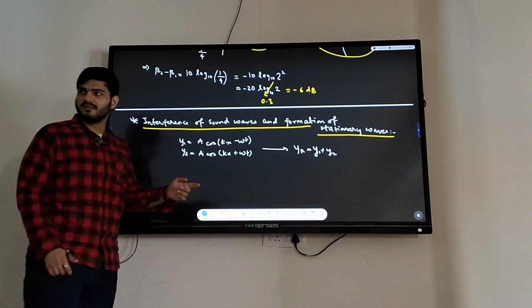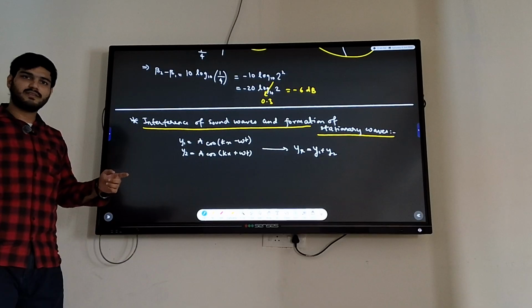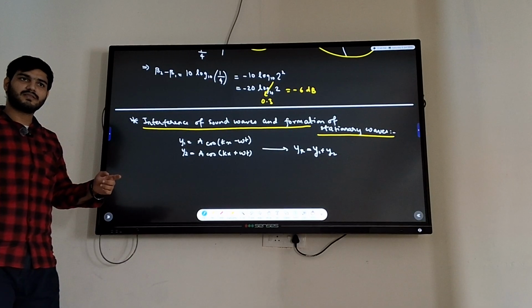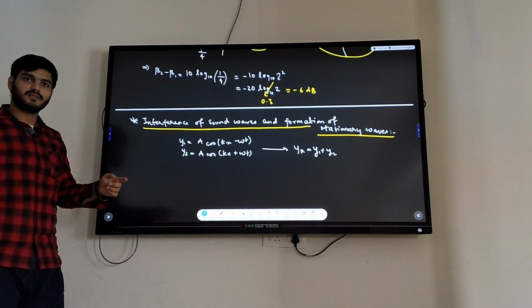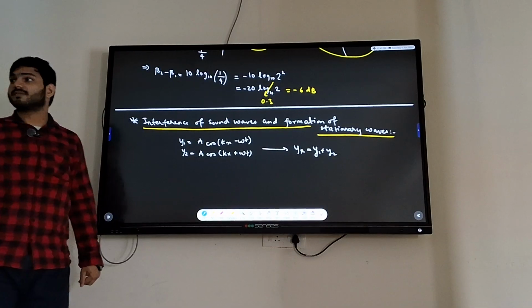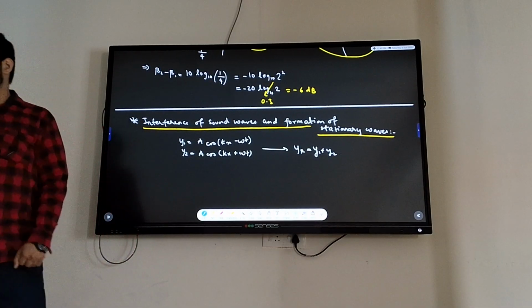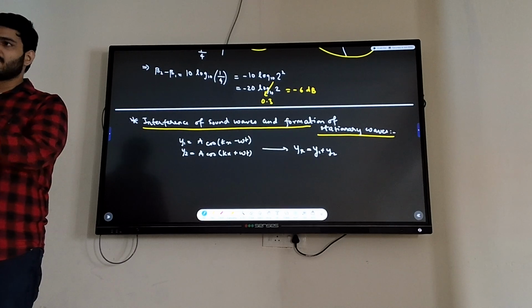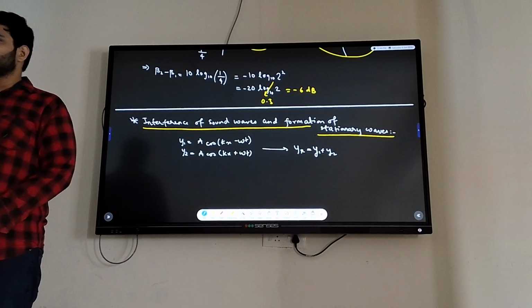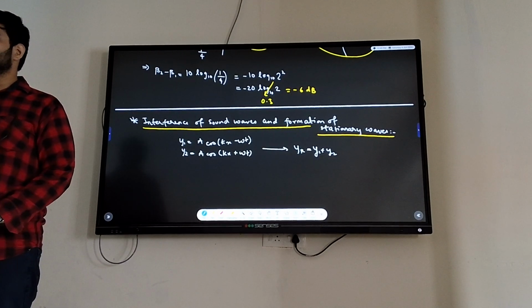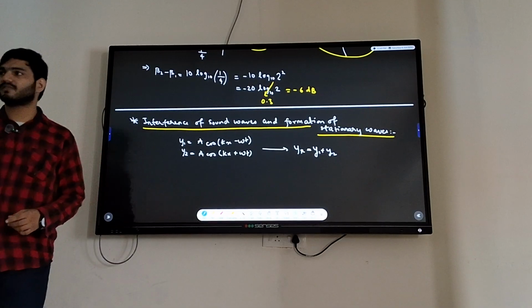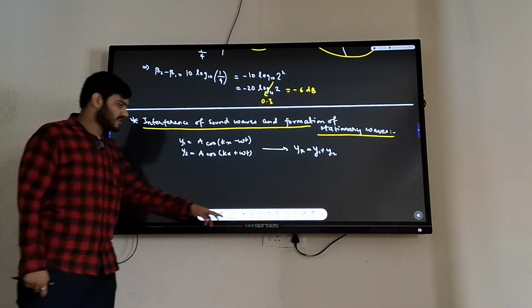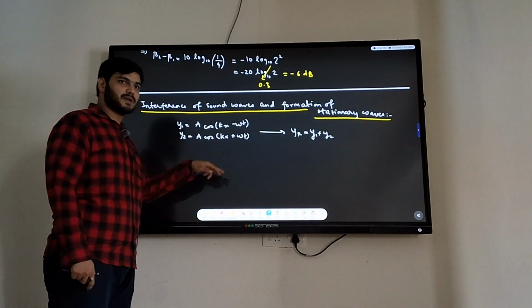Should it be cos again? Why sine? What is the main difference between a pressure wave and a displacement wave? The phase difference is what? Pi by 2. That's pi by 2, so cos will become sine.